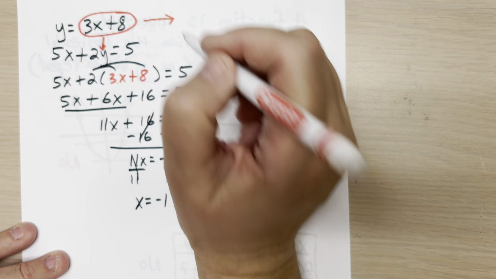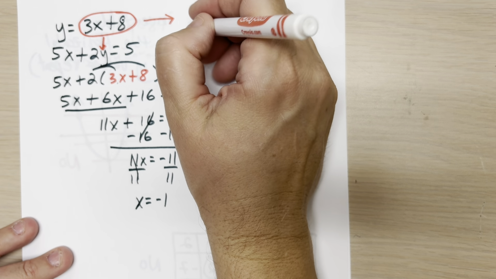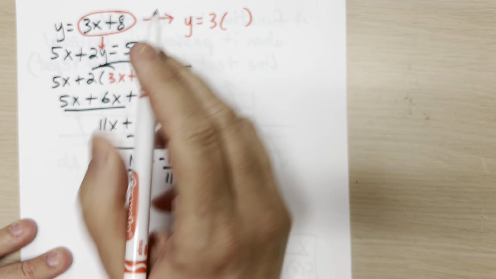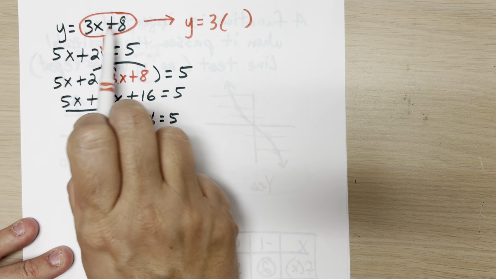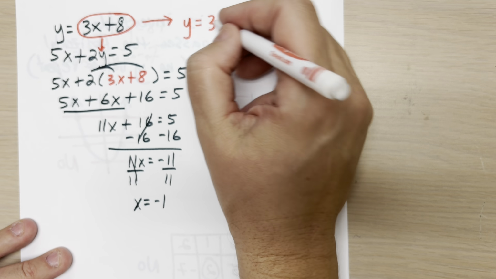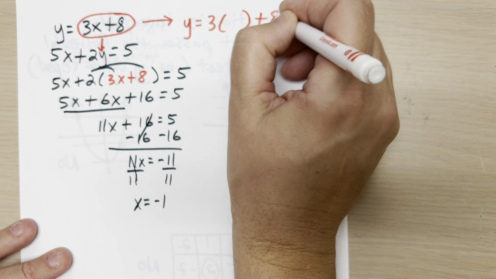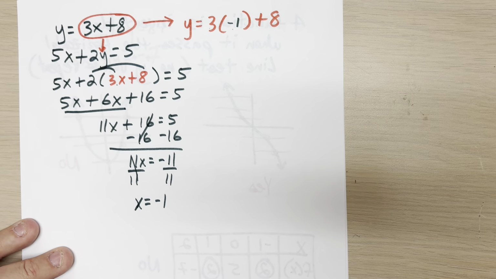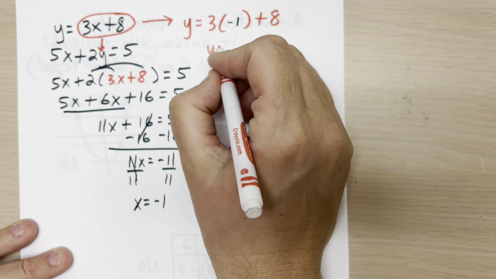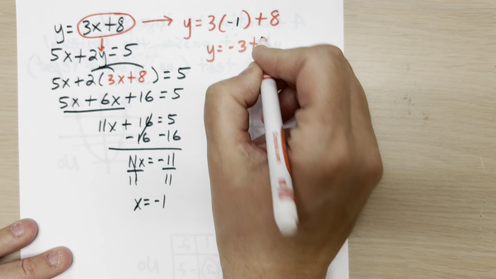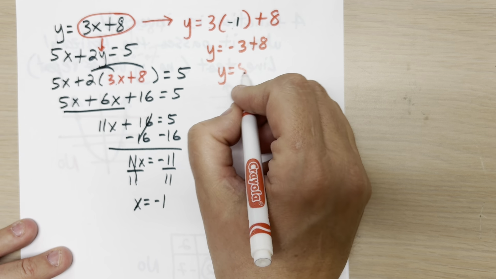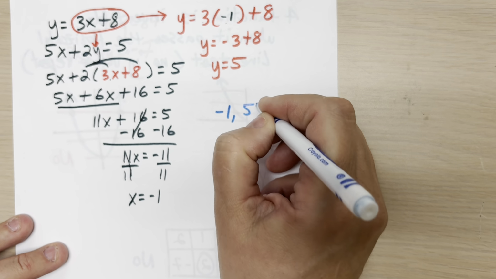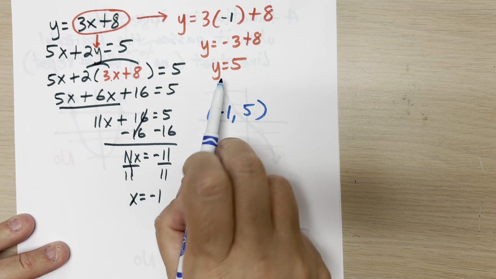We're going to go back up here and figure out what y is. Y is 3 times the value of x plus 8. So 3 times x plus 8. We just found out that x is negative 1. So y is negative 3 plus 8. Y equals 5. My solution is negative 1, 5.